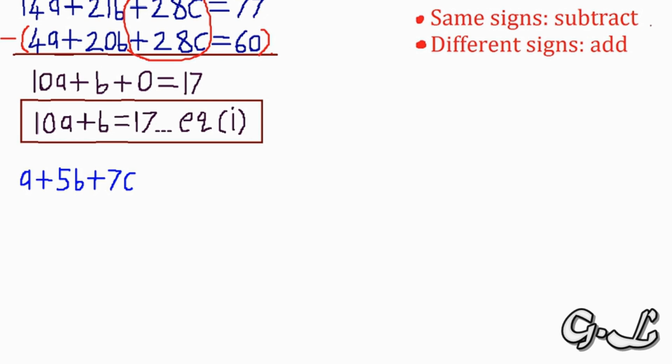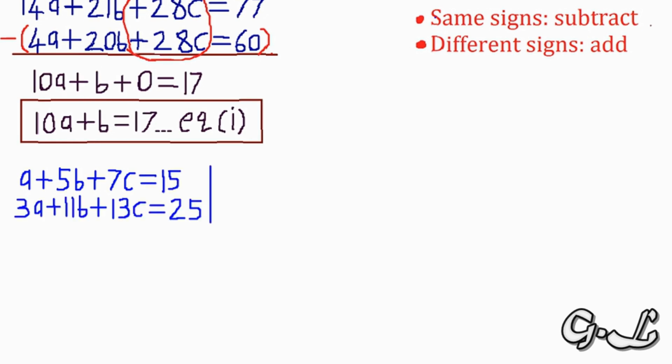So now we have the second equation as a plus 5b plus 7c is equal to 15, and we have the third equation as 3a plus 11b plus 13c is equal to 25. Again, what we're going to do is take similar steps, the same steps as we did earlier.